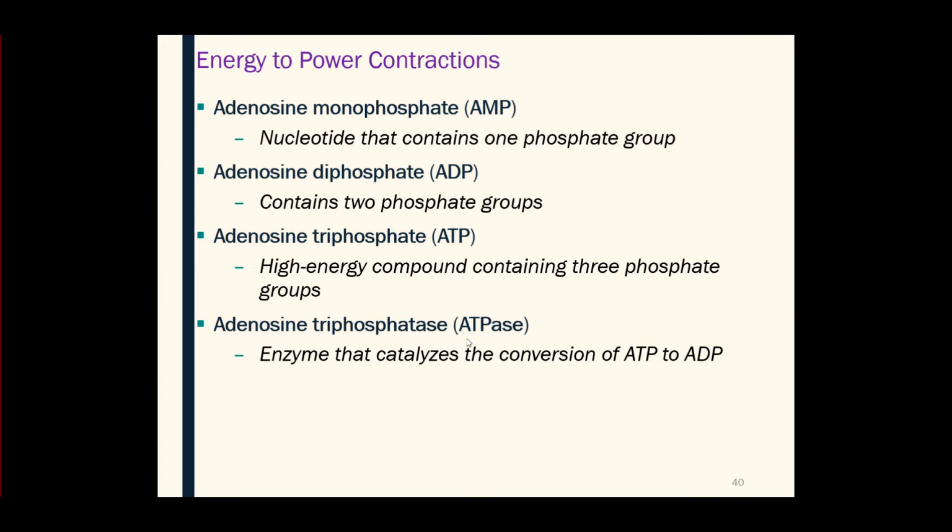There is an enzyme that is necessary to break down ATP into ADP to release that energy. We call this adenosine triphosphatase. Just so you know, whenever you see the suffix ase, it means enzyme. So adenosine triphosphatase is the enzyme necessary to convert ATP into ADP, and now we release our energy.